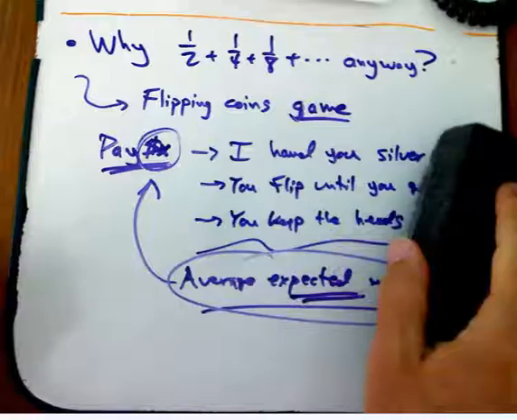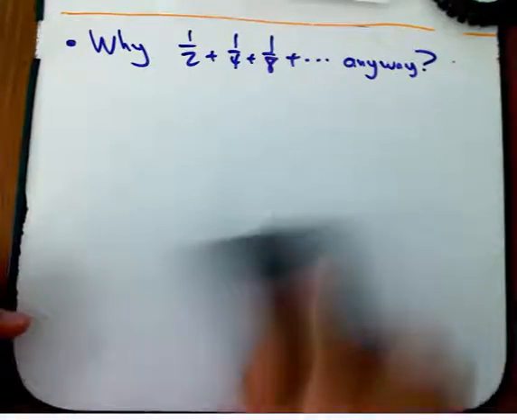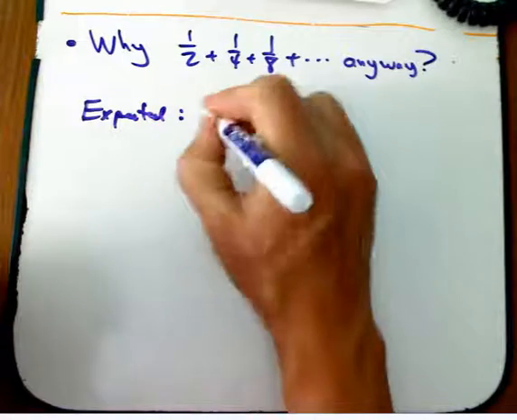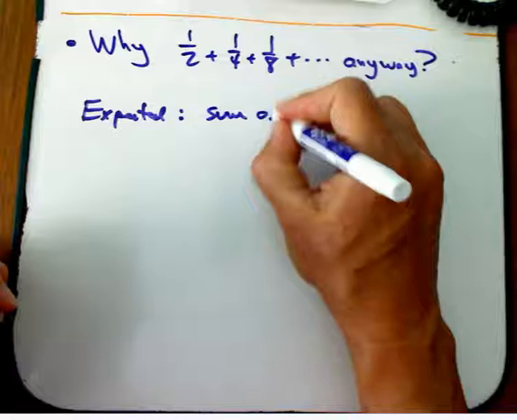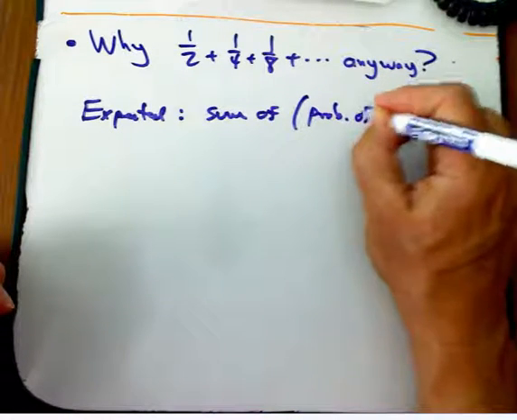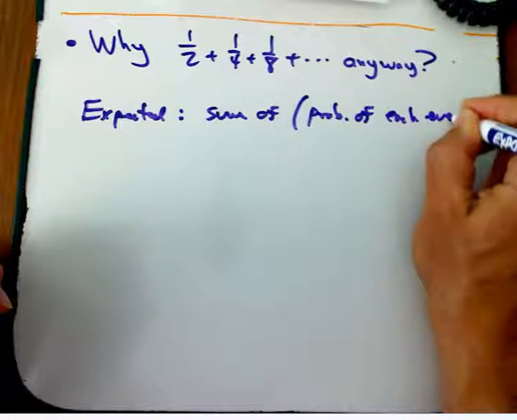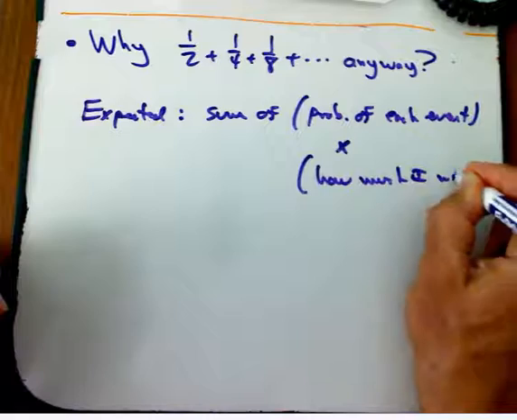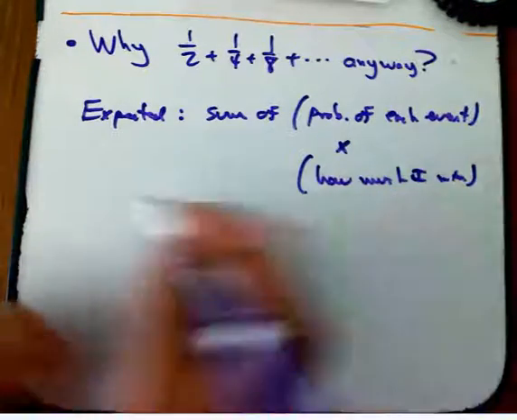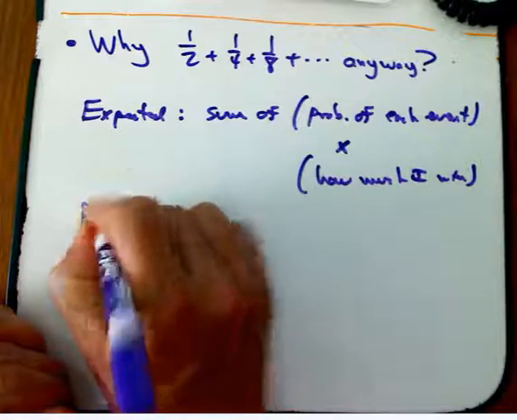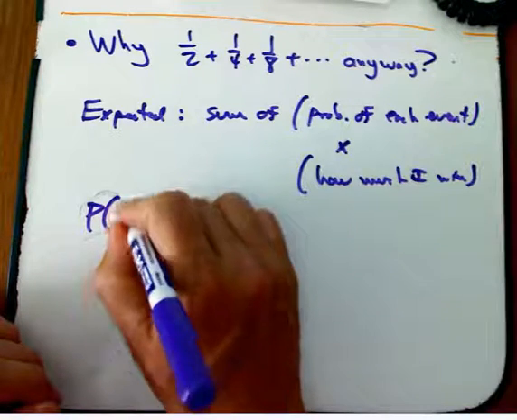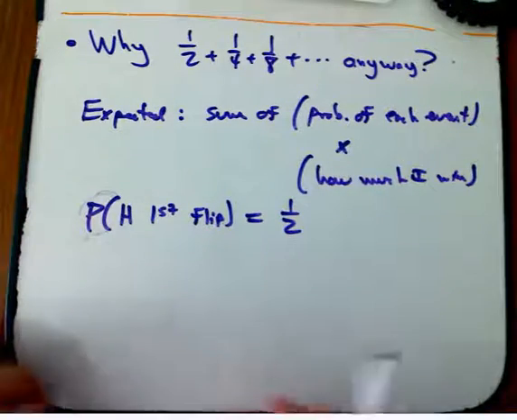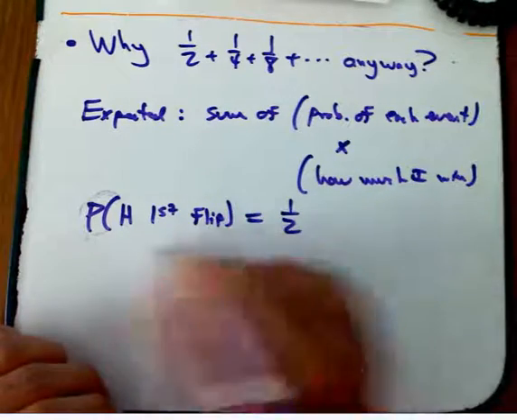Well, it's not a particularly hard version of expected value. On average, expected value is just going to be the sum over all the possibilities that can happen of the probability of each possible event times how much I win given that event. Okay, so first of all, the probability of getting a head on the first flip is 1/2. It's a fair coin. I'm not trying to trick you with unfair coins or anything like that.